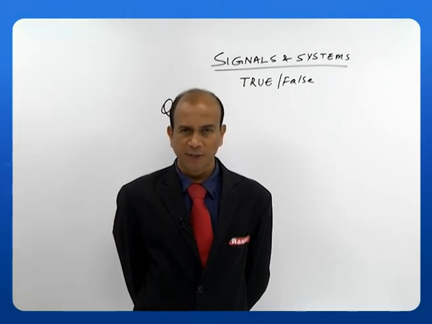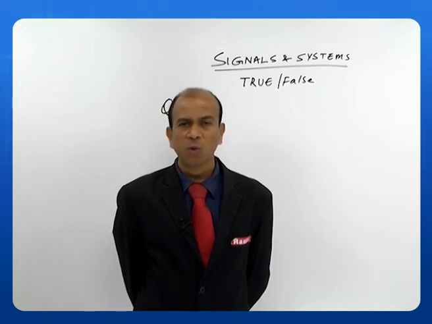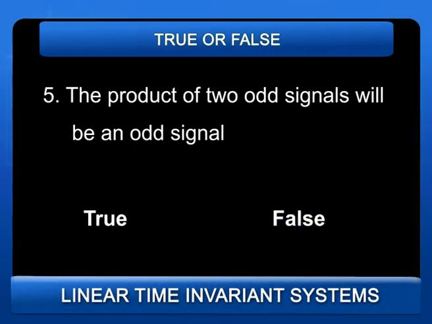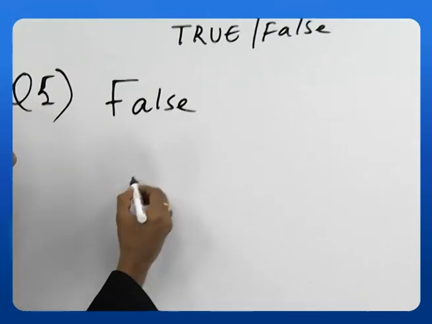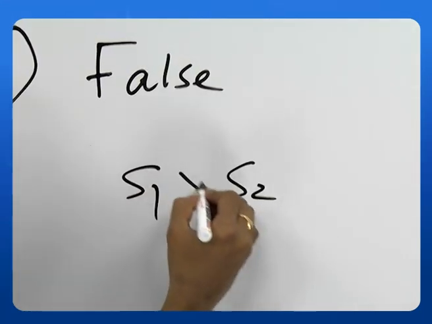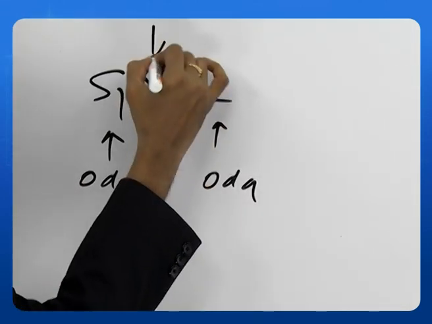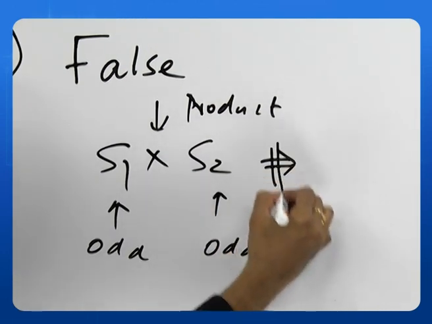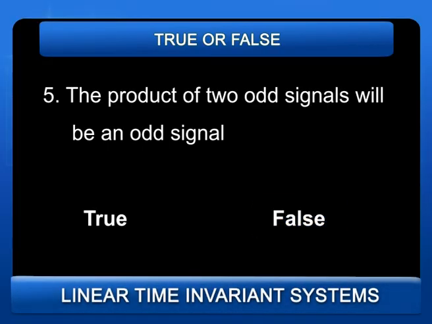If I multiply two odd signals, is the result also an odd signal? Of course not, the result is not an odd signal. So it is a false answer. If I multiply two odd signals, signal 1 and signal 2, this is odd and this is odd, and I take the product, the resultant is not equal to an odd signal. So the answer is false.